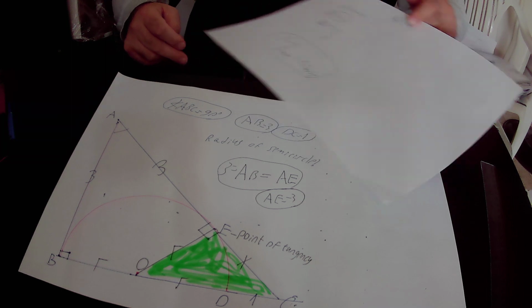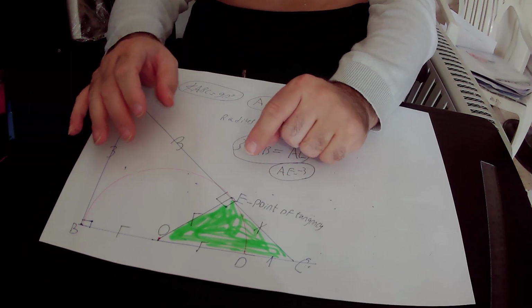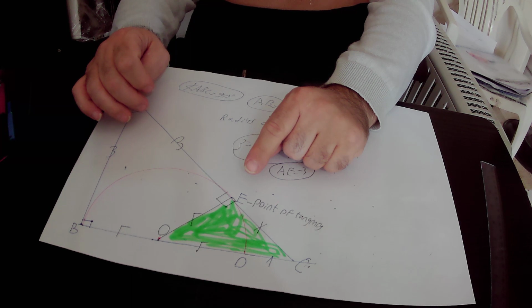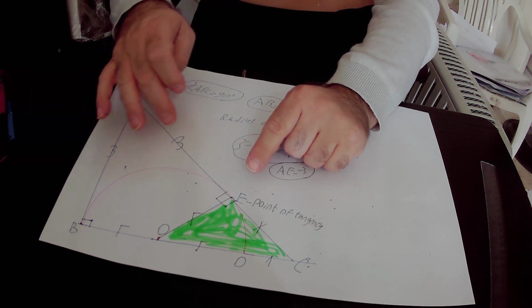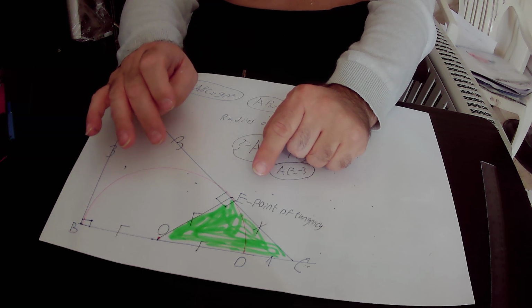So I'll repeat again: the radius of this red semicircle is either 3 over 2 units, or we can also represent it as 1.5 units.